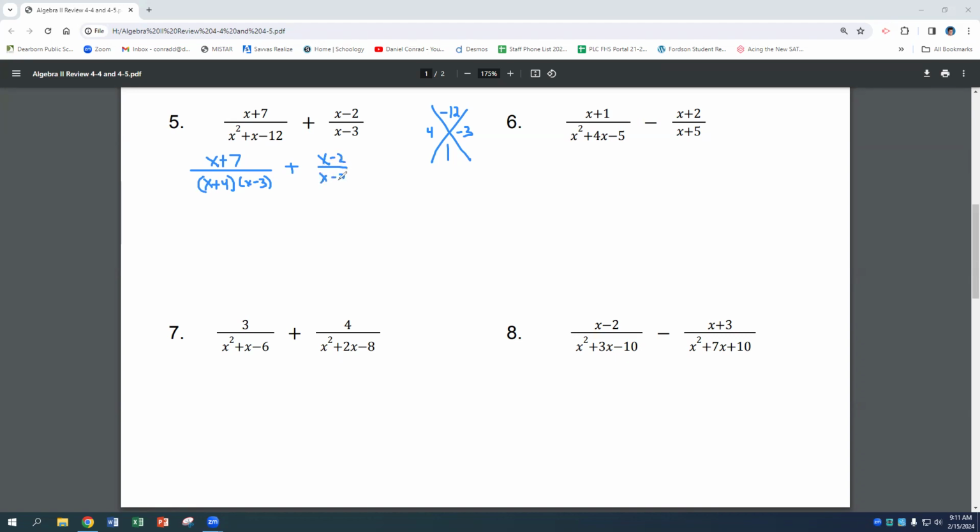All right, I'm going to look at my denominators to see what my common denominator is. And my common denominator, I have an x plus 4 and an x minus 3. So my common denominator is going to be x plus 4 times x minus 3.